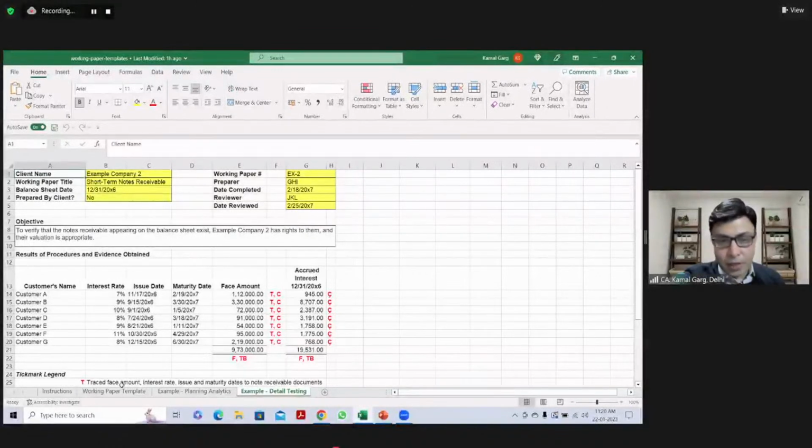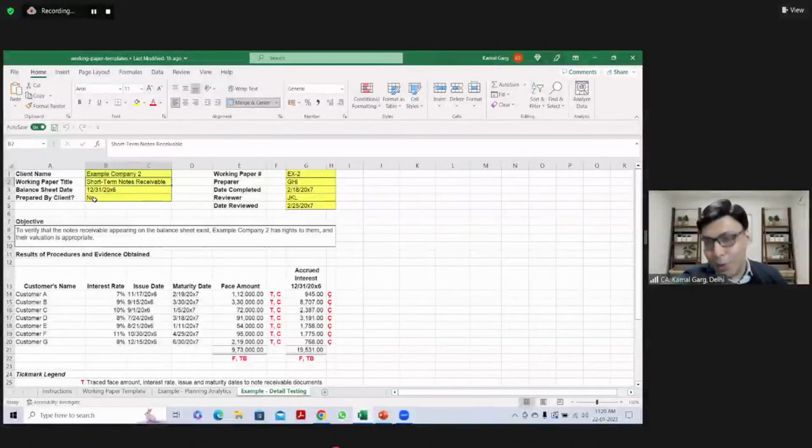So just see how we are preparing the working paper. Client name, and just see, several sheets are there. We can add several sheets. This sheet is regarding test of details or analytical procedures. Client name: here you will write the name of the client, like in my case it could be ABC Private Limited. Working paper title: I am having short-term receivables, in my example it was inventory. Balance sheet date: whatever date you are preparing, in my case it was 31st March 23.